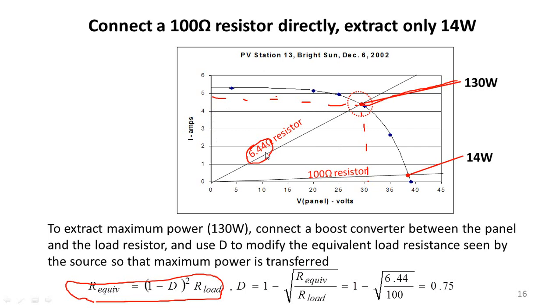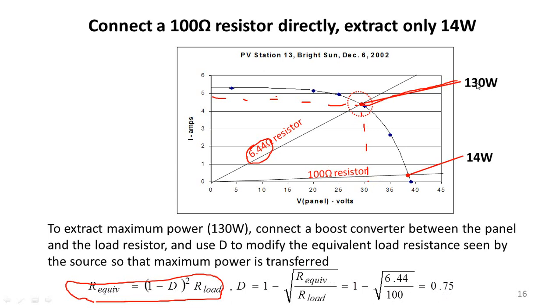So the maximum resistance value is 100 ohm and the MPP resistance value is 6.44. So now the maximum R load value is going to be 100 ohm and this value is going to be 6.44. This is how you have to calculate. And now what you have done is, we have got R load as 100 and R equivalent as 6.44. Now you have got the duty cycle. When you are operating at a duty cycle of 0.75, you will get 130 watts.